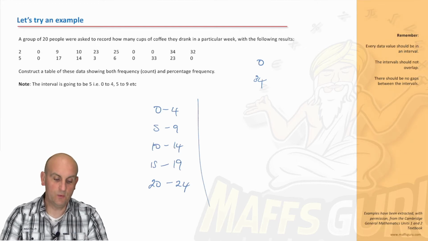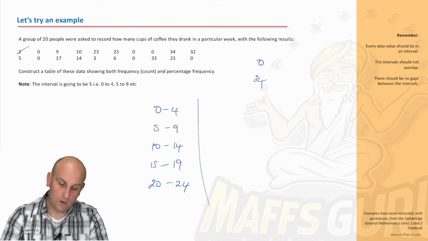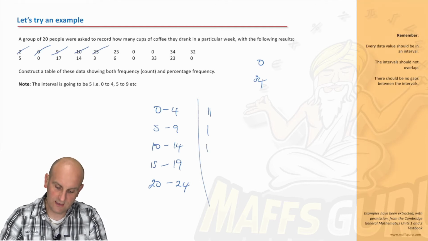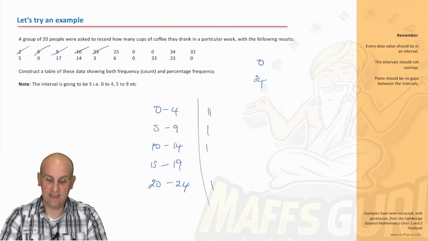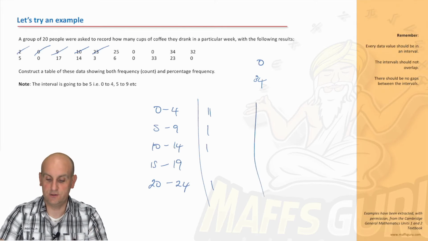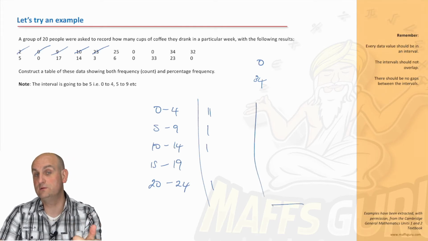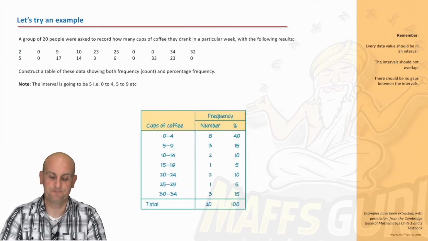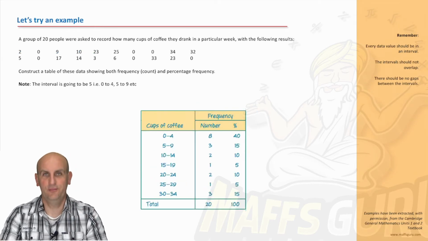All right, so what I would do now is I go, well, okay, 2 will go in here, do a tally. 0 goes in here, do a tally. 9 goes in, oh my goodness, there, do a tally. 10 goes in here, do a tally. 23 goes in here, do a tally. And again, I would wait until my table was finished. I'd end up with my number frequency, my percentage frequency, and ka-ching, there it is for you.